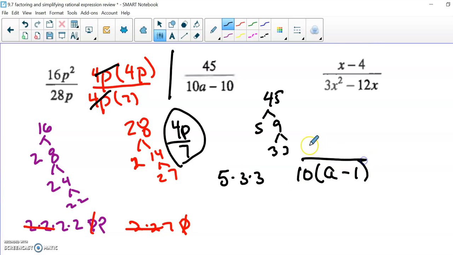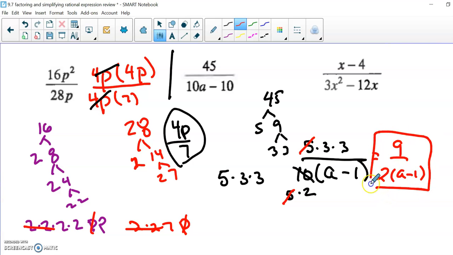And on the top, we said we have 5 times 3 times 3. Let's go ahead and break that 10 down to 5 times 2 so we can see it a little bit better. Looks like we have 5's in common. That's about the only thing we can simplify. So I'm going to keep my 3 times 3, or 9. On the bottom, I have 2 times the quantity a minus 1, and we are done. All right, last one.